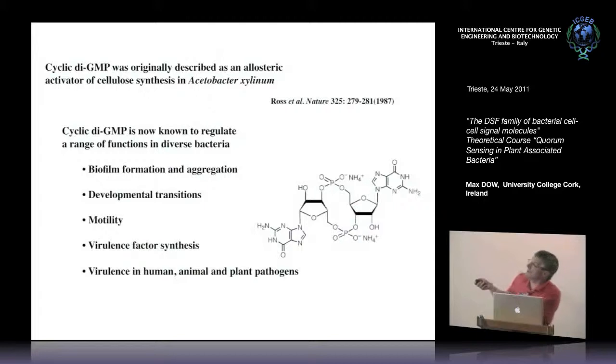Okay. Now, cyclic diGMP is known to regulate a range of functions in bacteria. There's been an explosion in interest in this. It was originally described to be involved in the regulation of cellulose synthesis way back in 1987. The importance of this wasn't recognized until probably the 21st century, when people started to look at biofilm formation in organisms and also sequenced many, many genomes. It was clear that the genes involved in making this molecule in Acetobacter were widely distributed, or homologs were widely distributed, and they were involved in biofilm formation and aggregation. It's now known to do a lot of other things, including the synthesis of virulence factors and the virulence of human, animal, and plant pathogens.